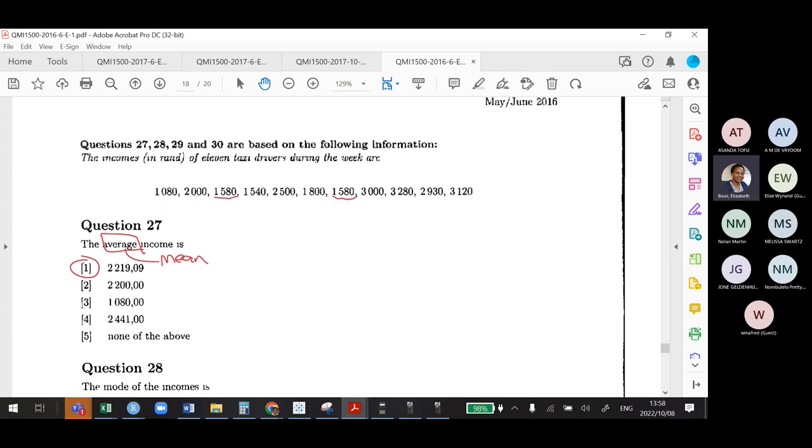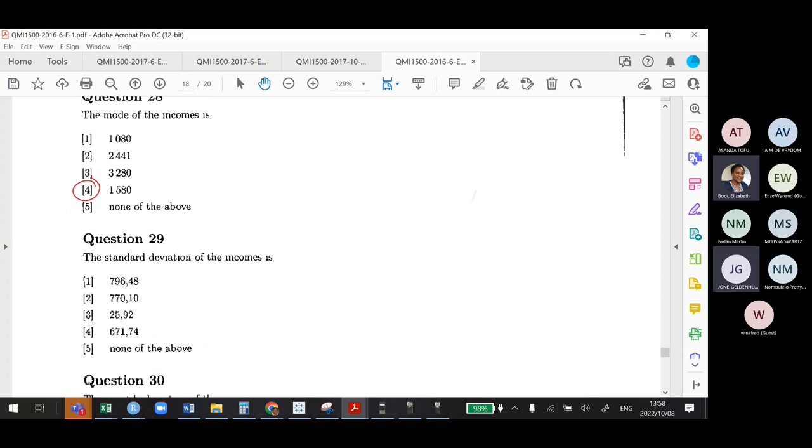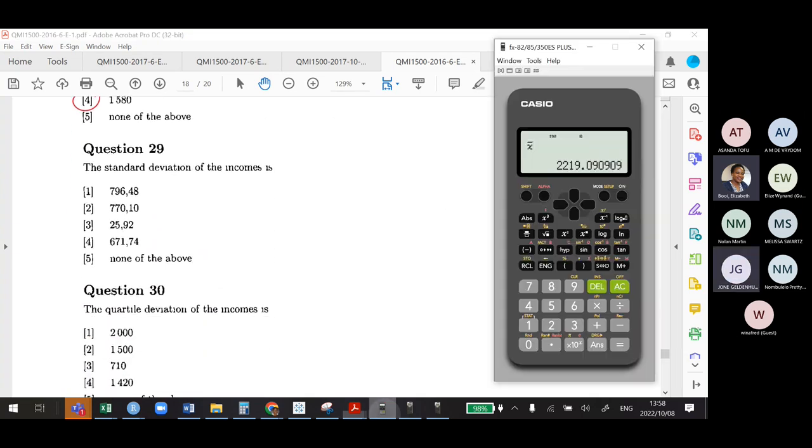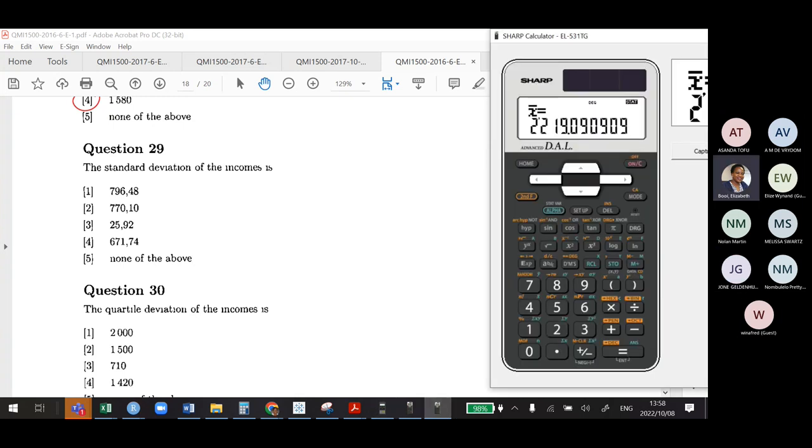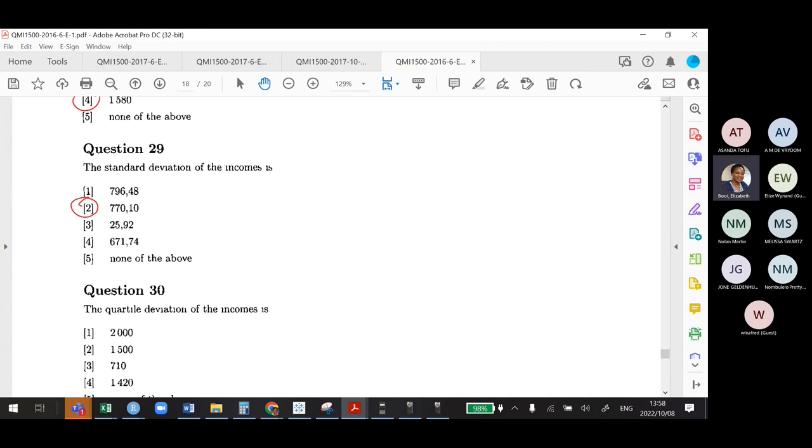Okay, but you remember it's 29 and 30 also. So with 29, easy. Once you have captured your data, it makes it easy to find the rest. 4, and our standard deviation is 4 equals. And our answer is option number 2, 770.096. And 96 is the same as 10. So it's option number 2. So let's see on this one. Alpha 5 equals. And that should be the same. Option number 2.